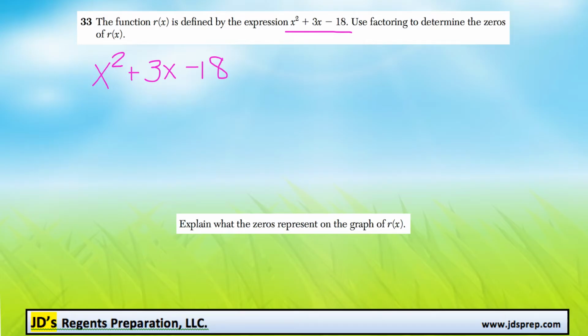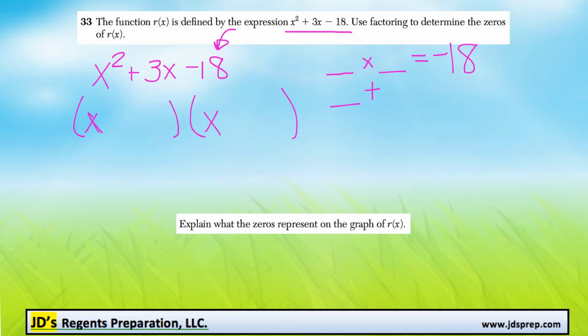So I'm gonna start by writing my two sets of brackets with our x's in front. And so what we're doing now is we're looking for two numbers that multiply, I'm just going to write like this, blank times blank, to get us our c value, in this case negative 18, and the same two numbers that add to get us our b value, which in this case is positive 3.